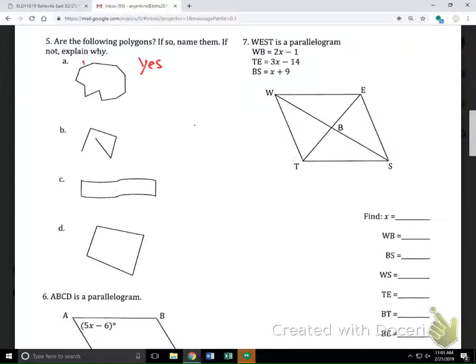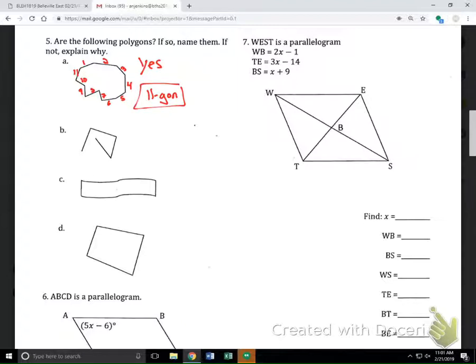So we want to count the sides. 1, 2, 3, 4, 5, 6, 7, 8, 9, 10, 11. Did I give you guys a name for a shape that has 11 sides? So we have the word n-gon. When we say n-gon, the n is the number of sides, and then we put gon after it. So there's 11 sides, so we call this an 11-gon. It's an 11-gon.